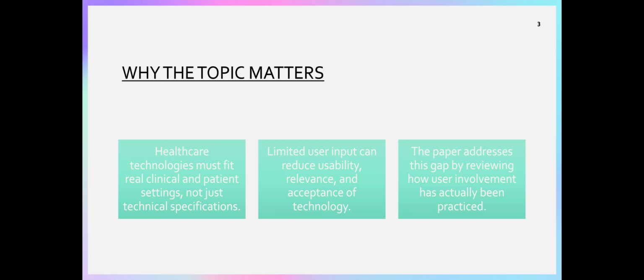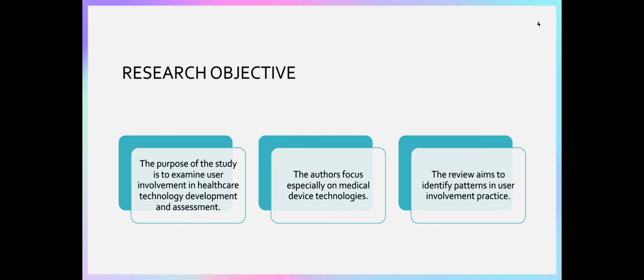Moving on to slide 4, which is the research objective. The goal of this paper is to examine how users are involved in healthcare technology. More specifically, the authors want to review the literature in a structured way so they can identify how user involvement happens, who is involved, and what patterns appear across situations.